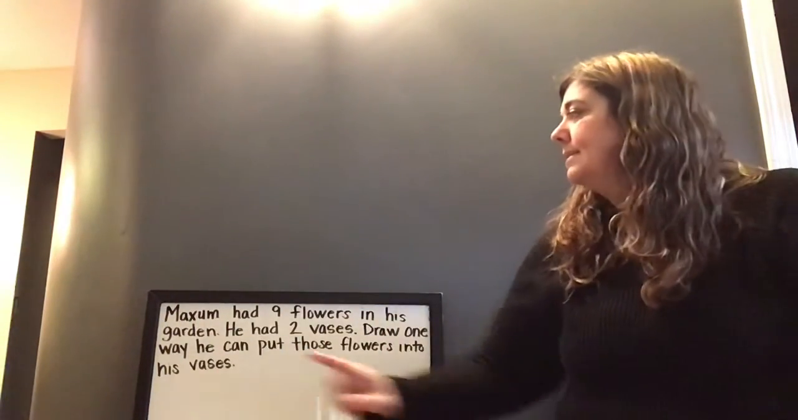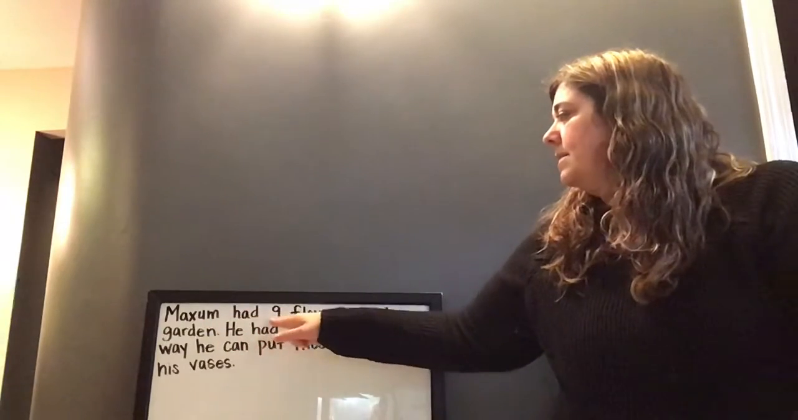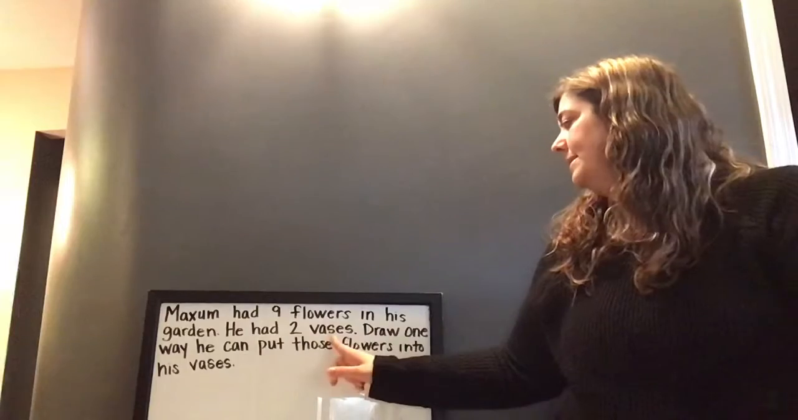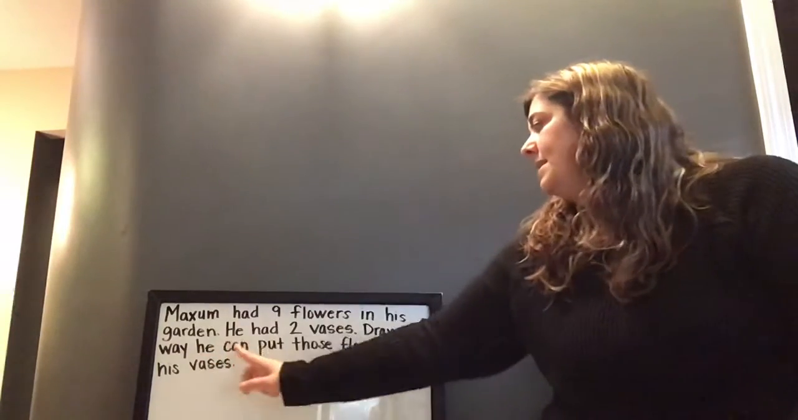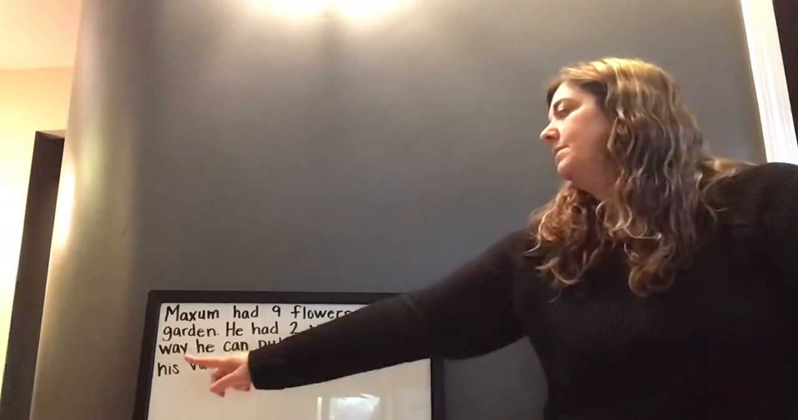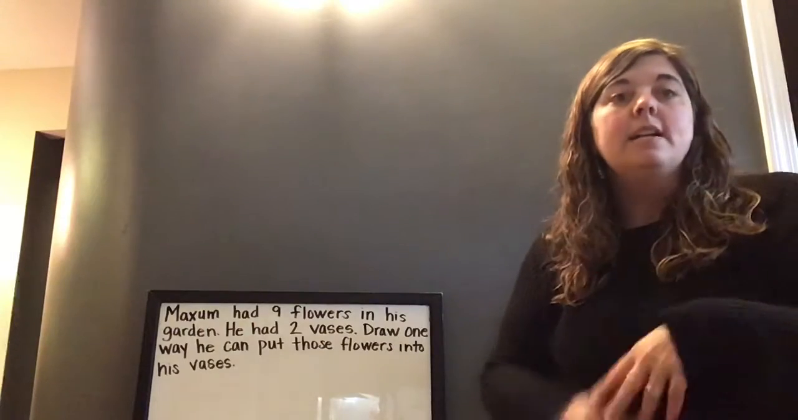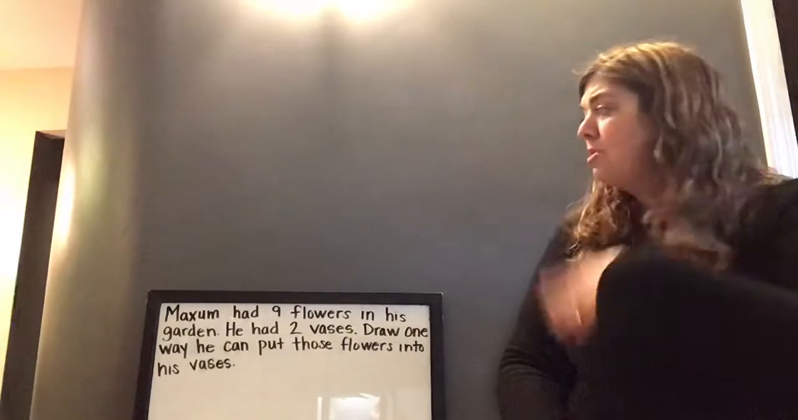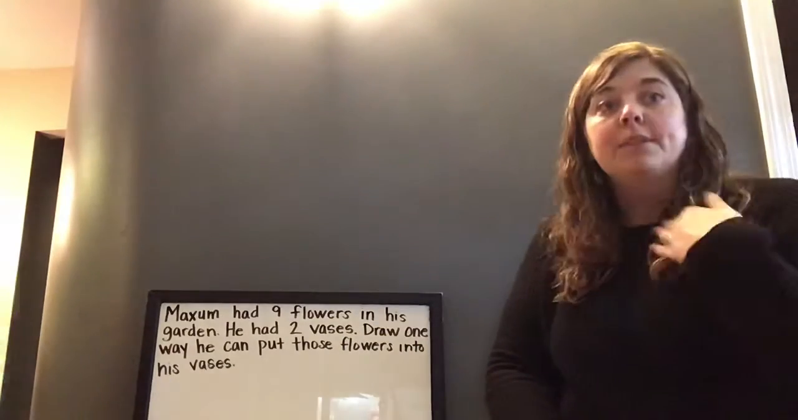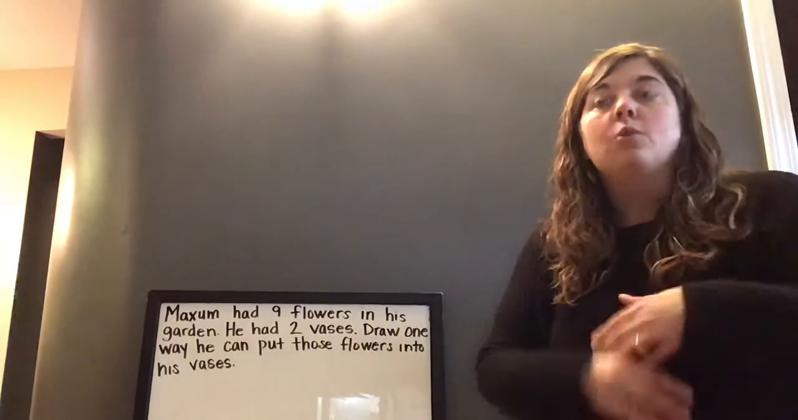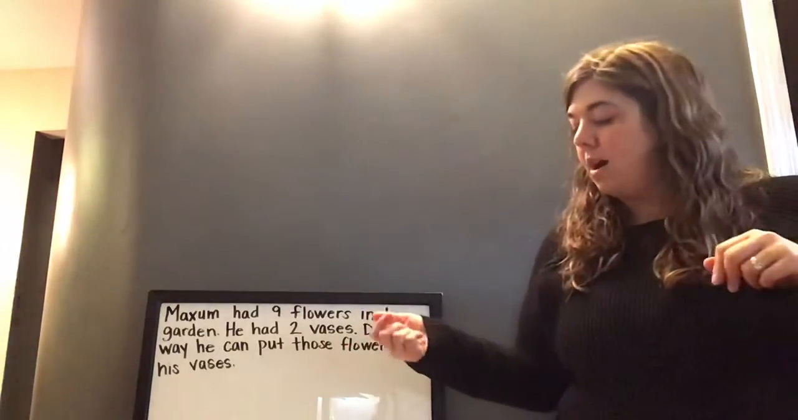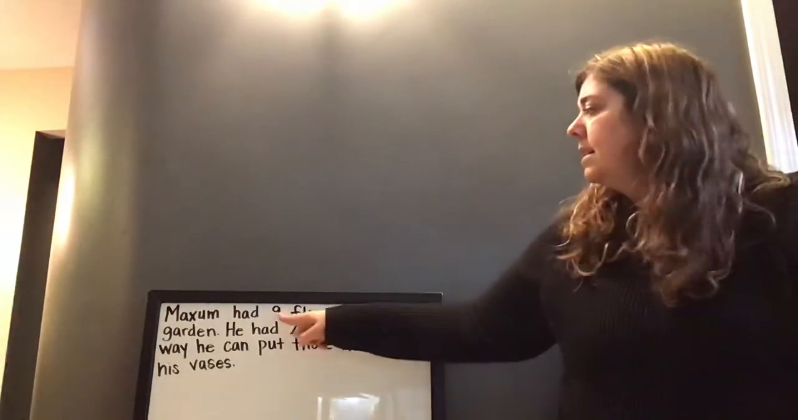Today's problem says, Maxim had 9 flowers in his garden. He had 2 vases. Draw one way he can put those flowers into his vases. So he has 2 vases, and he has 9 flowers, and we want to split them up. So this is going to be one of those problems where your answer might look different than mine, and if we had a whole class of people, you might have different answers than your friends, but they're not going to be wrong because there's different ways to make 9.